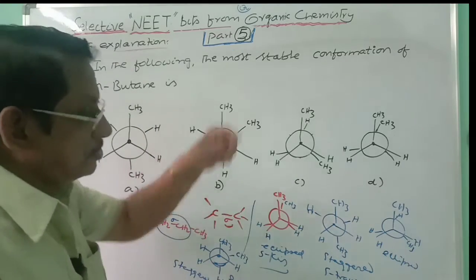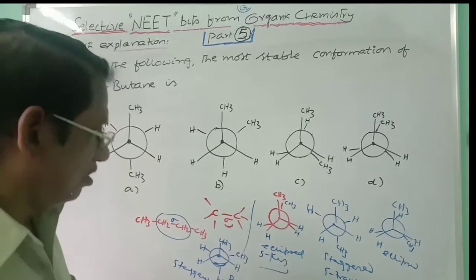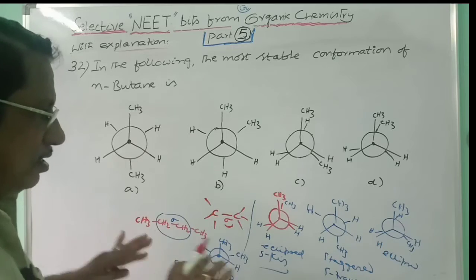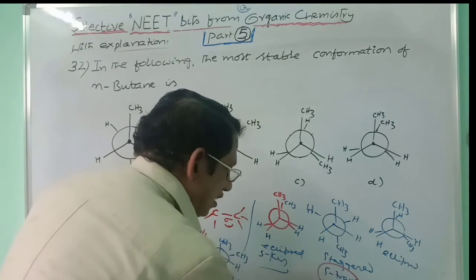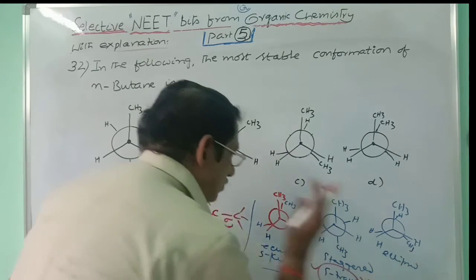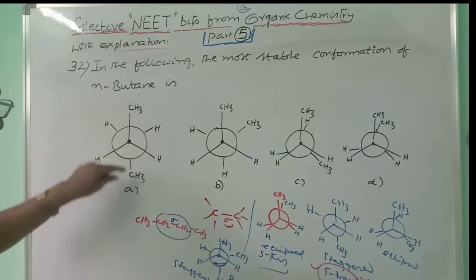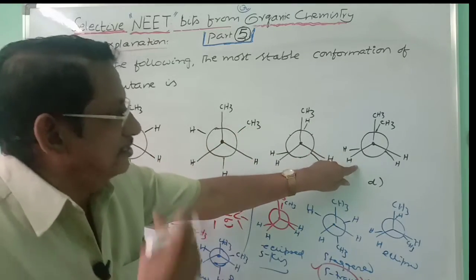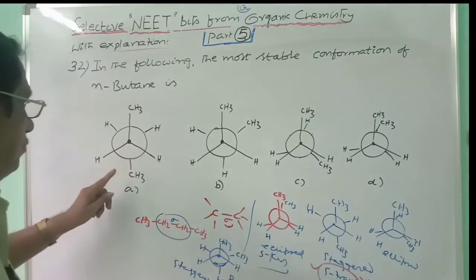And here the most stable conformation is when the similar groups are lying maximum distance apart, then the repulsions will be minimum and stability will be maximum. So out of all conformers, S-trans is the most stable. Out of all these, which is S-trans here? This is S-trans. This is gauche. This is eclipsed. And this is eclipsed but S-cis. So this is the least stable and this is the maximum stable.